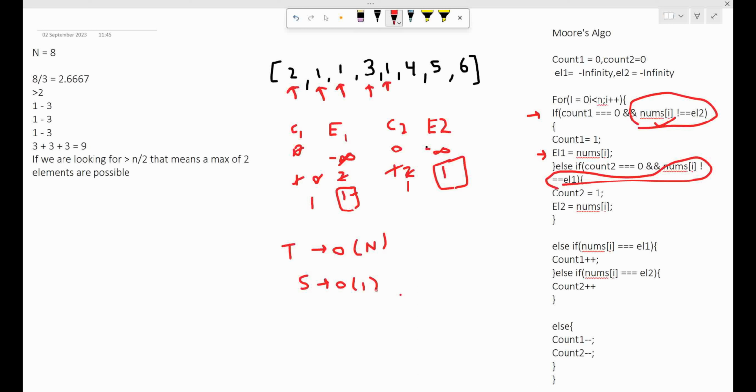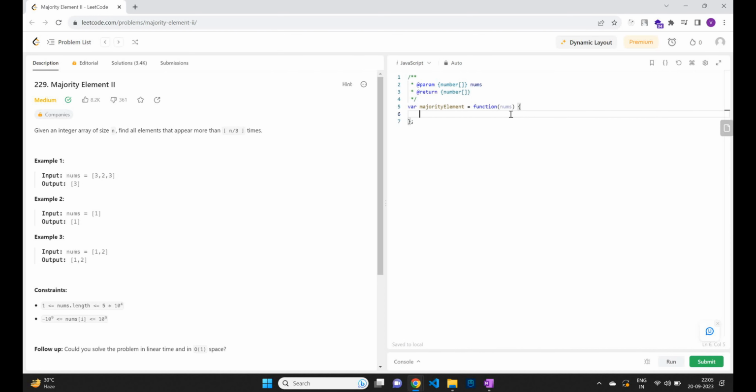Okay, so this is the approach, and now we have discussed all the three approaches. We have extended Moore's algorithm also. Now let's go back to our code editor and let's start coding this up. Now we are back to our code editor. Let's see what we have been given.